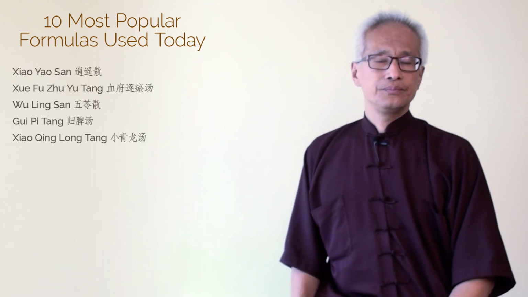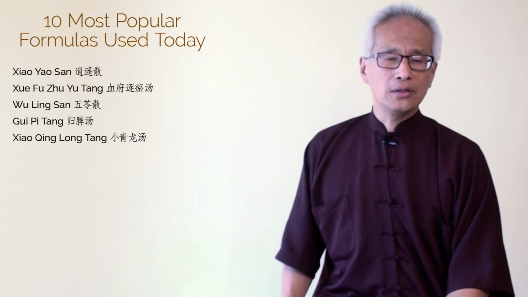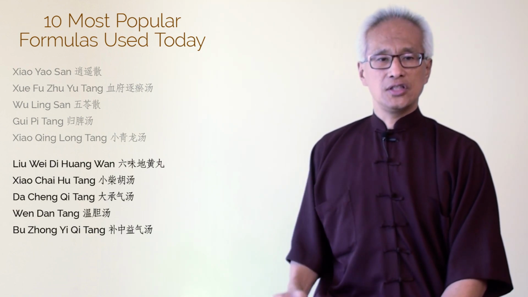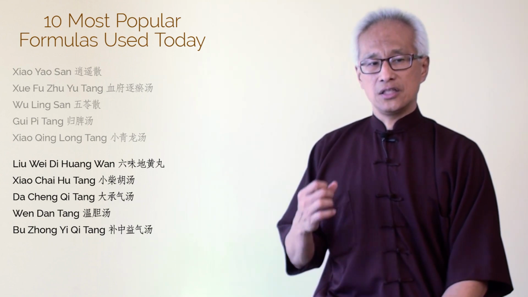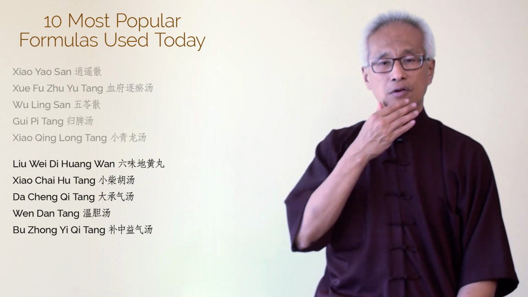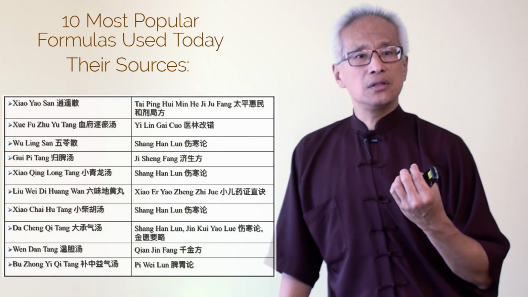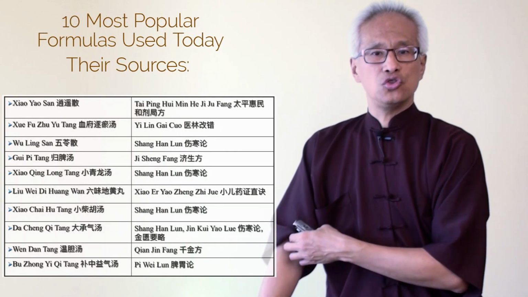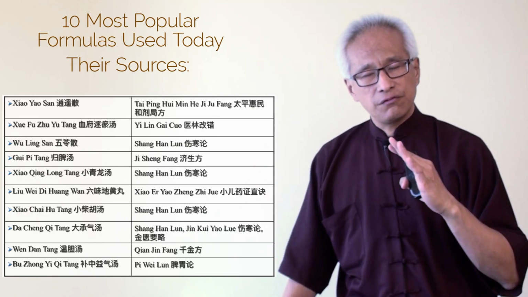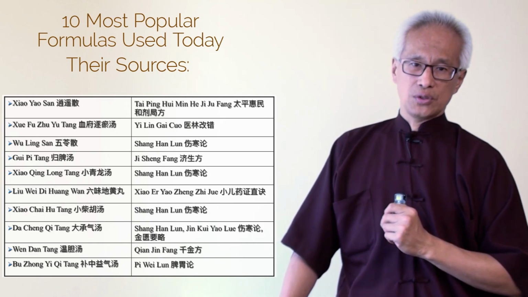These are Xiao San, 血虎逐一汤、五苓散、桂皮汤、小青龙丸、小青龙汤、六味地黄丸、小柴胡汤、大承气汤、温胆汤 and 补中益气汤. Okay, these are the 10 top formulas, and they come from different classics. For example, Xiao San comes from the 太平惠民和剂局方. 血虎逐一汤 comes from 医林改错, written by Wang Qinren, a fabulous book. And then 五苓散 comes from Shanghan Zabing Lun, written by Zhang Zhongjing, for example.